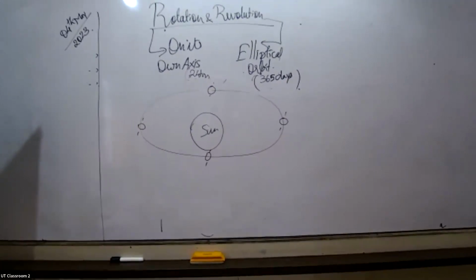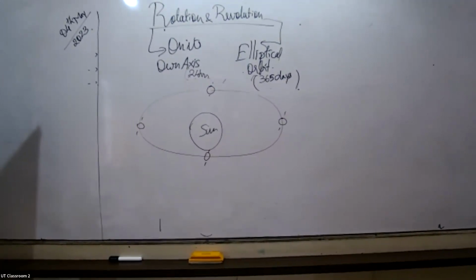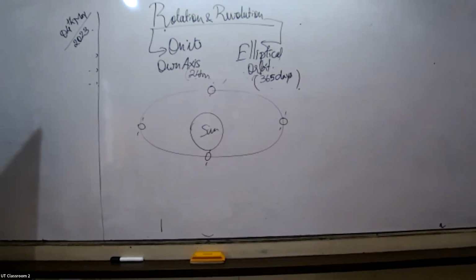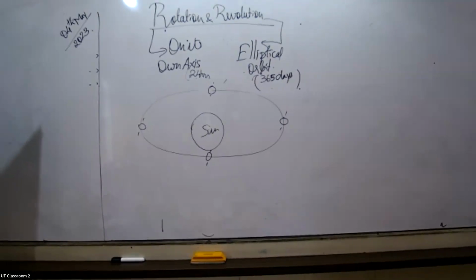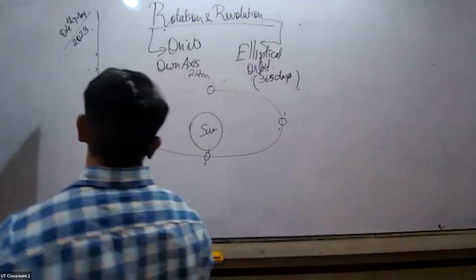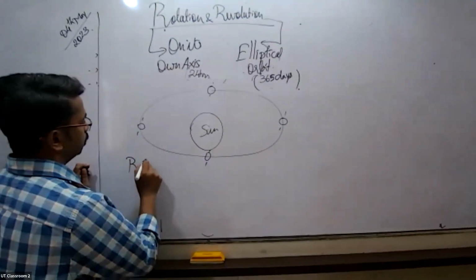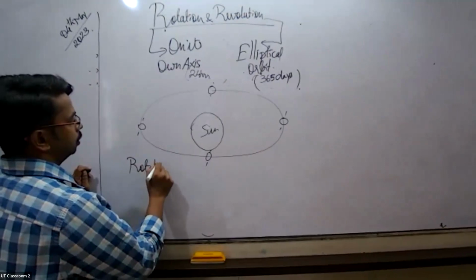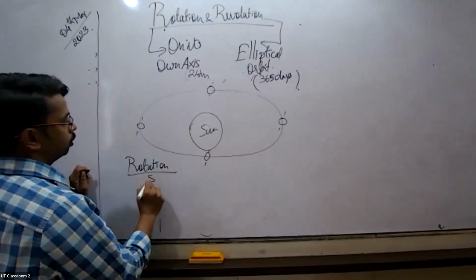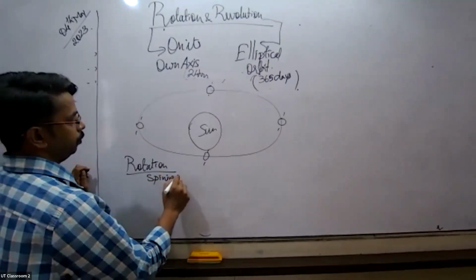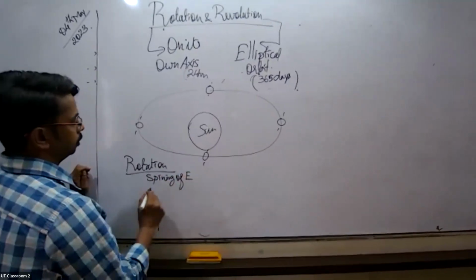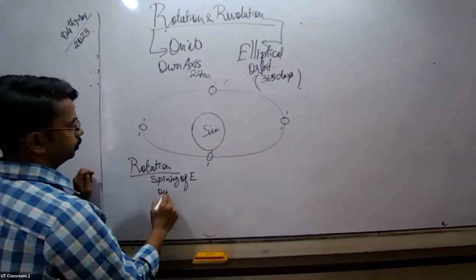No need to write that. Read what is rotation. Rotation of the Earth on its axis from west to east once. Wait, only where you have written the word rotation, or you write like this: spinning of the Earth on its own axis. Just write this much, write it short. Spinning of Earth on its own axis.